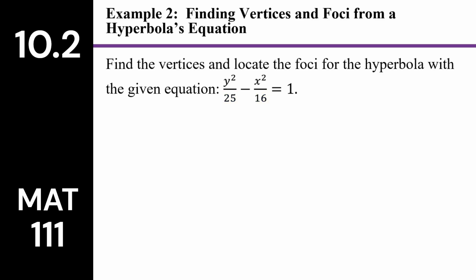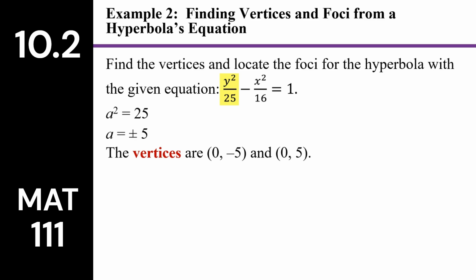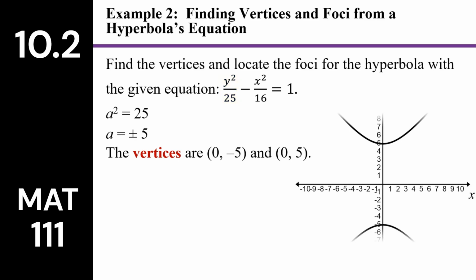Example 2. Find the vertices and locate the foci for the hyperbola with this given equation. You may notice that our first fraction, the positive fraction, now has y squared in the numerator, yet the values for a squared and b squared remain the same as the previous example. This tells us that the vertices and foci will be on the y-axis. a squared is obtained from the positive fraction, so a squared is 25 and a is 5. So the vertices will be 5 units above and 5 units below the origin.